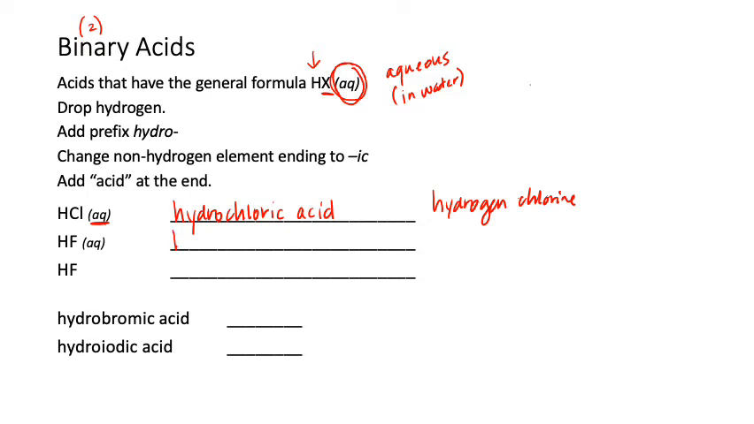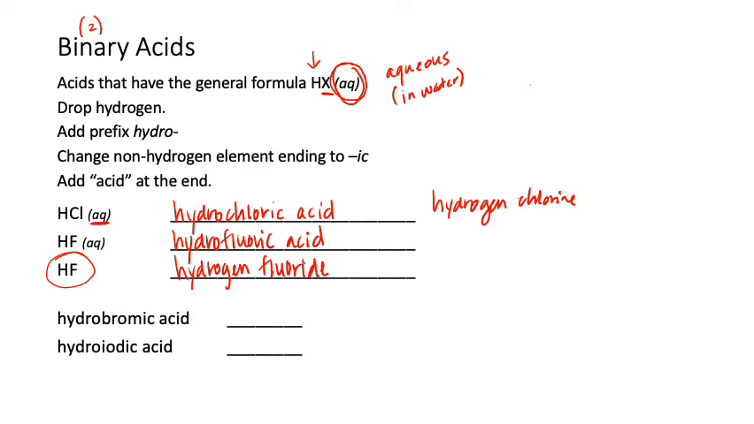For our next one, this would be hydrofluoric acid. Now, if you come across this just as HF, notice this doesn't have an (aq) beside it, so that's not an acid. So this would just be hydrogen fluoride. So it's important to remember about this (aq).